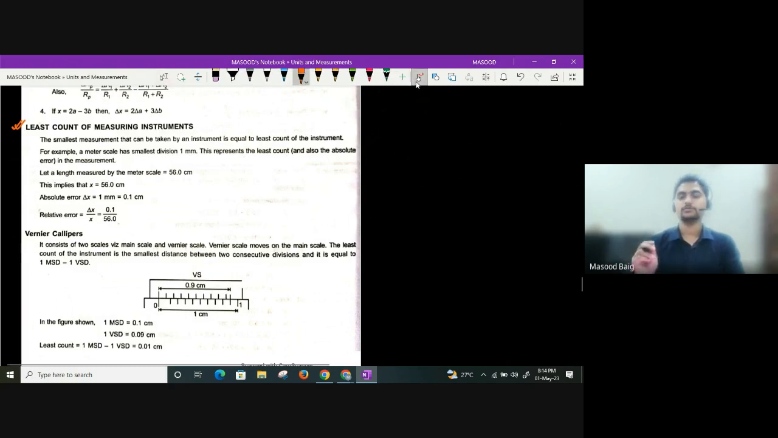If error in a physical quantity is not mentioned in the question, what will you do? You will choose the least count of the measuring instrument as the error in that particular quantity. I hope it is clear.